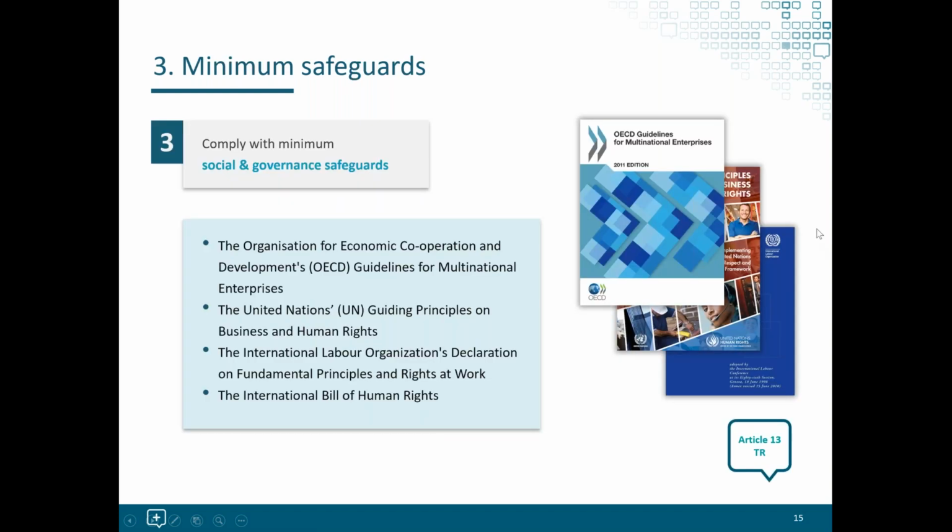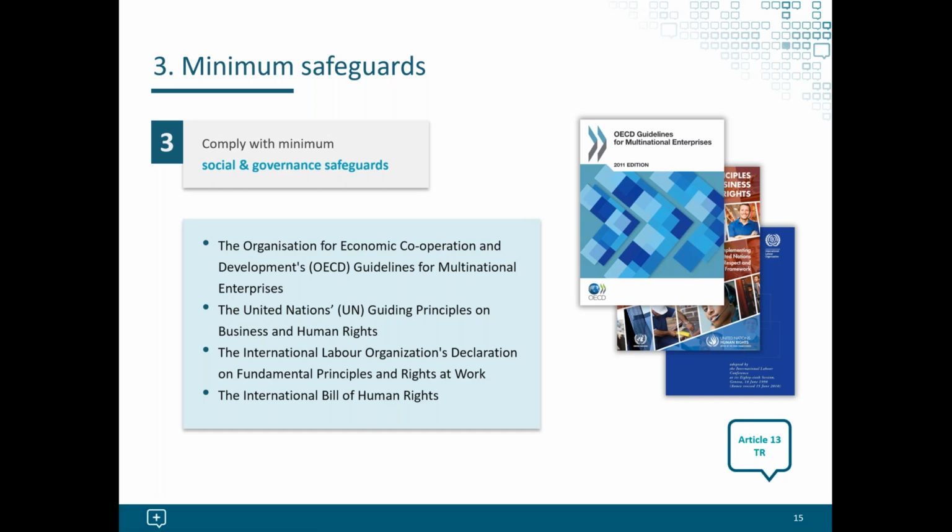Moving on to the third criteria, users of the taxonomy will also need to comply with minimum social and governance safeguards. These include the standards embedded in the OECD guidelines, the UN Guiding Principles on Business and Human Rights, the ILO's Core Labour Conventions, and the Bill of Human Rights.